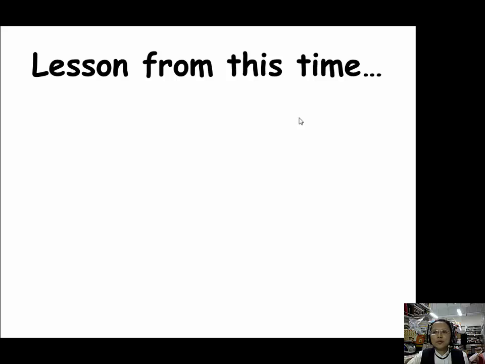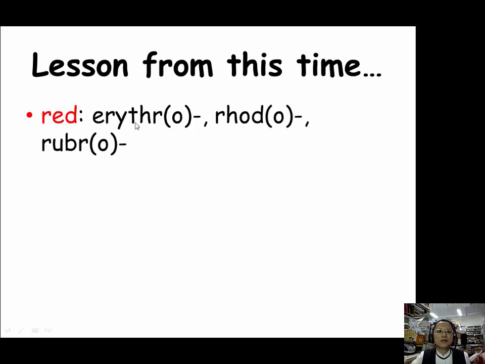We finished the first part of lesson 5. Now let's review what we've learned from this part of the lesson. For red, we have 3 prefixes: Erythro, E-R-Y-T-H-R-O, Rhodo, R-H-O-D-O, and Rubro, R-U-B-R-O.